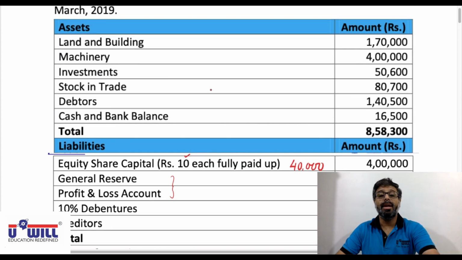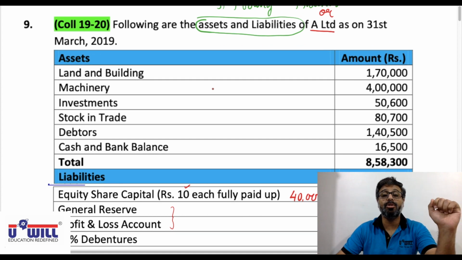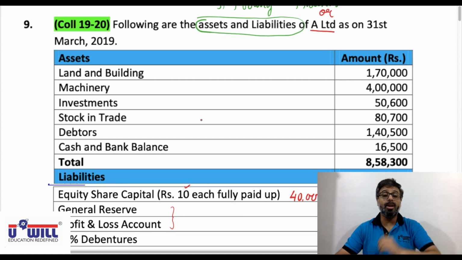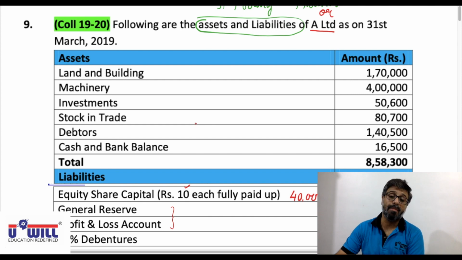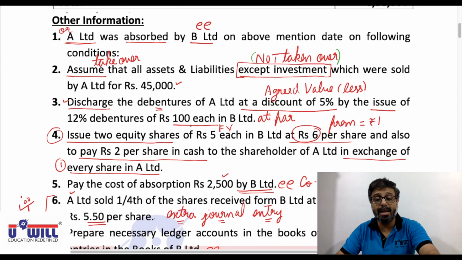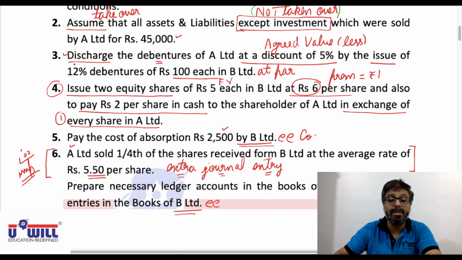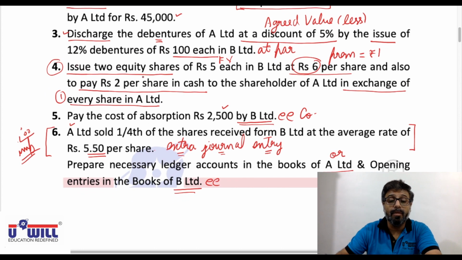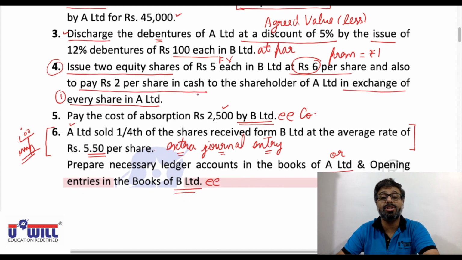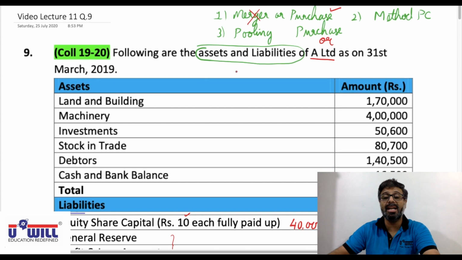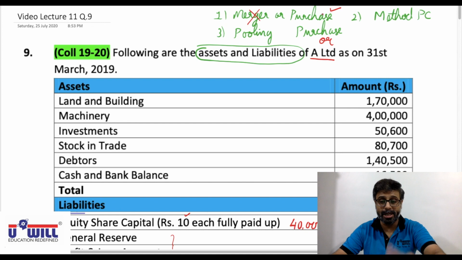Third condition, entire purchase consideration should be settled in the form of equity shares except fractional amount may be paid in cash. But here again, as per adjustment 4, we are paying 2 per share in cash to the shareholder. So even the third condition of merger is not satisfied. We are giving not only equity shares but also 2 per share in cash. None of the three conditions of merger are satisfied. It is purely purchase. Okay, I hope everyone got it.